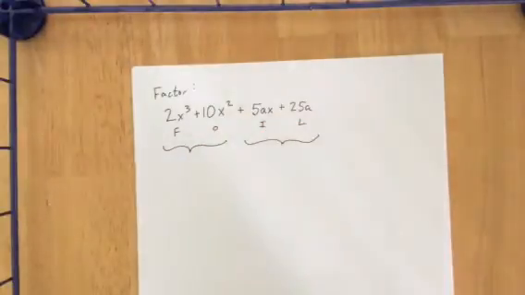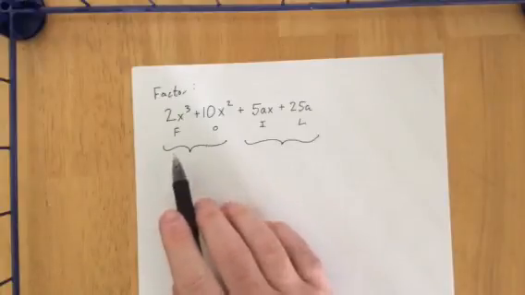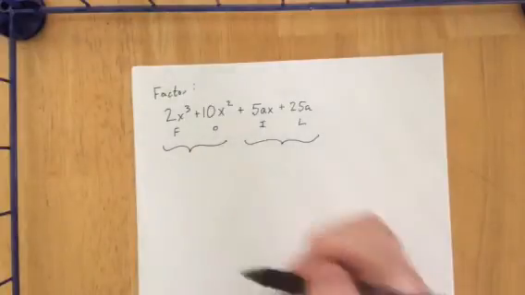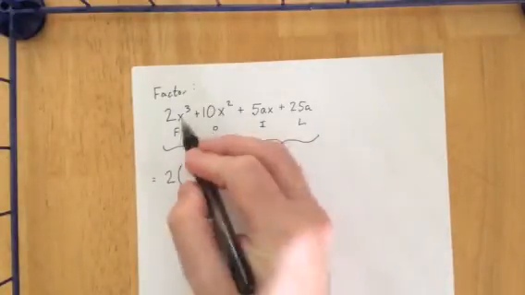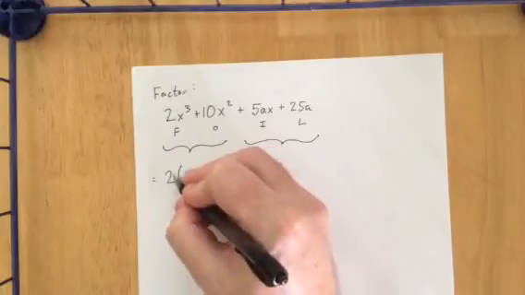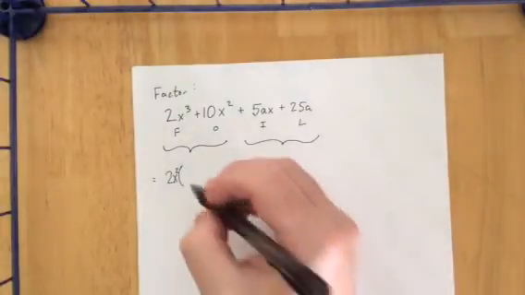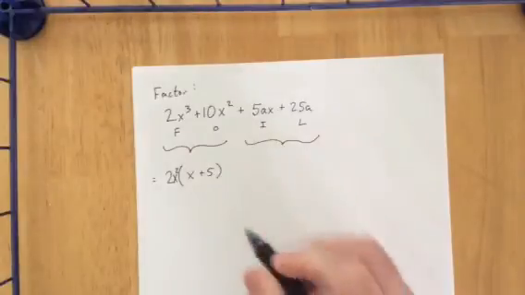Once again, let's group them appropriately. Doing the first 2 terms together, let's see, that's 2x cubed, 10x squared. I believe we can pull out 2 and 10 have a 2 in common. X cubed and x squared have an x squared in common. Factoring that out as a greatest common factor will leave us with x plus 5.